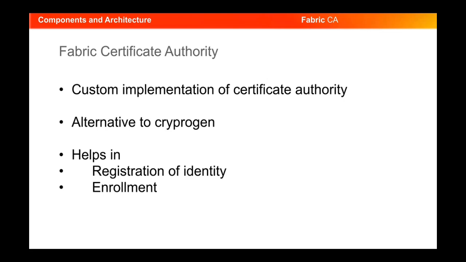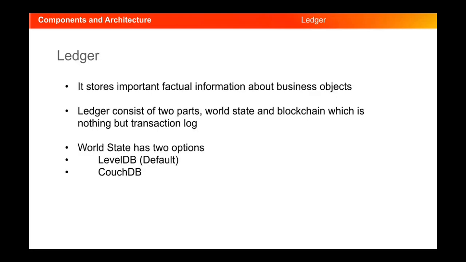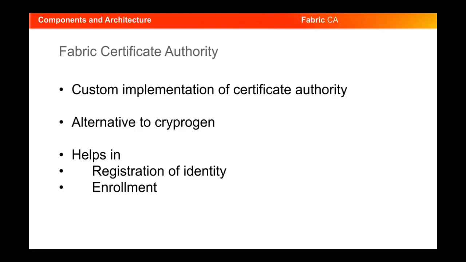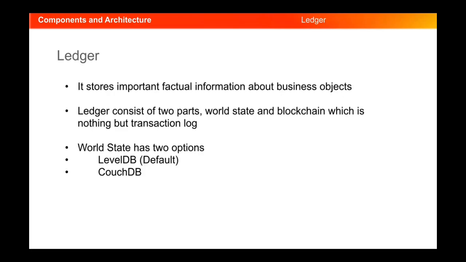Why is this needed? Why is it necessary? What does it help with? Certification authority helps in registration of the identity. Identity may be an application, a peer, anything, and it helps in enrollment as well. So this is about the certification authority. In the next section, we are going to look into what the ledger is in Hyperledger Fabric.